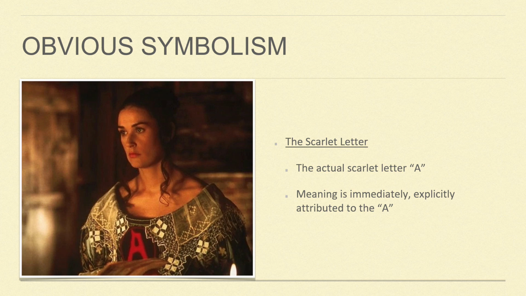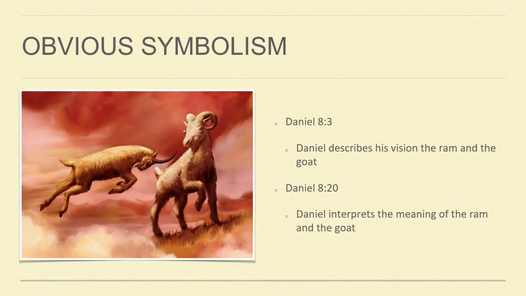Okay, this is what I mean by it's obvious. It kind of interprets itself. Pretty plain. Here's an example from the Bible. In Daniel's vision in chapter 8, he says in the verse, "I looked up and saw a ram with 2 horns standing at the canal. Its 2 horns were both long, but one was longer than the other."